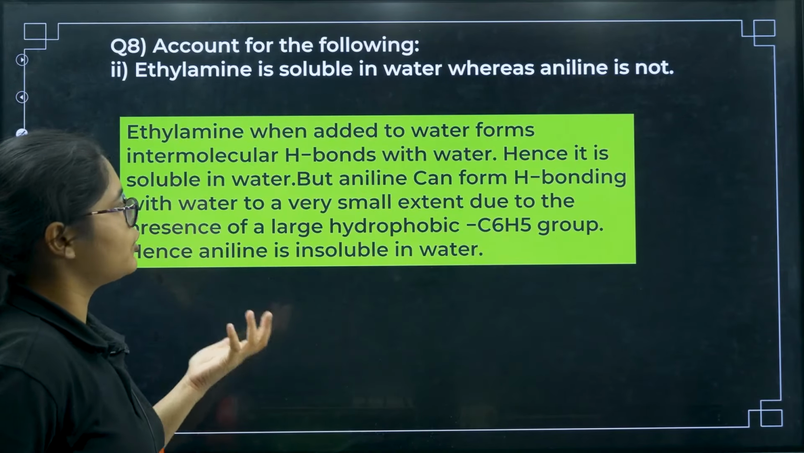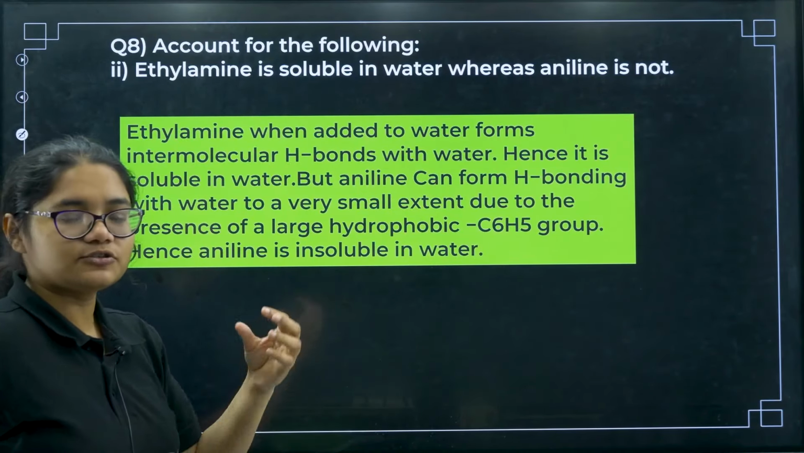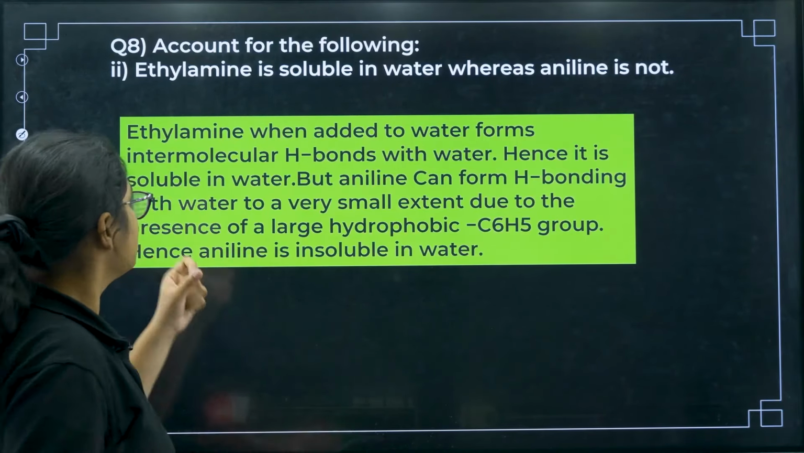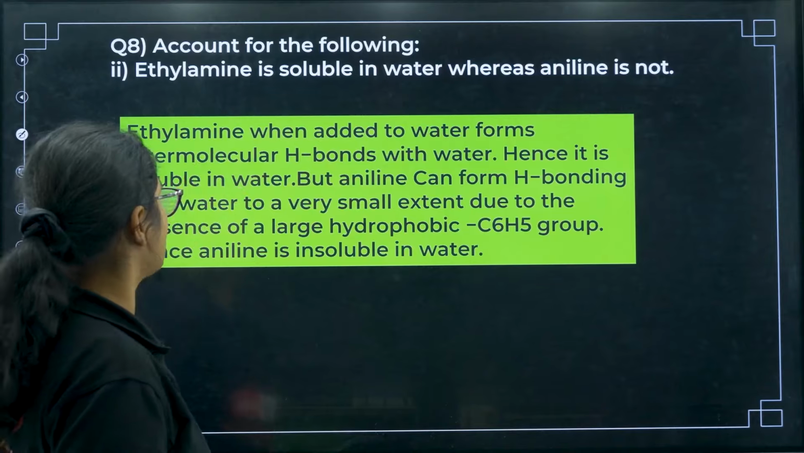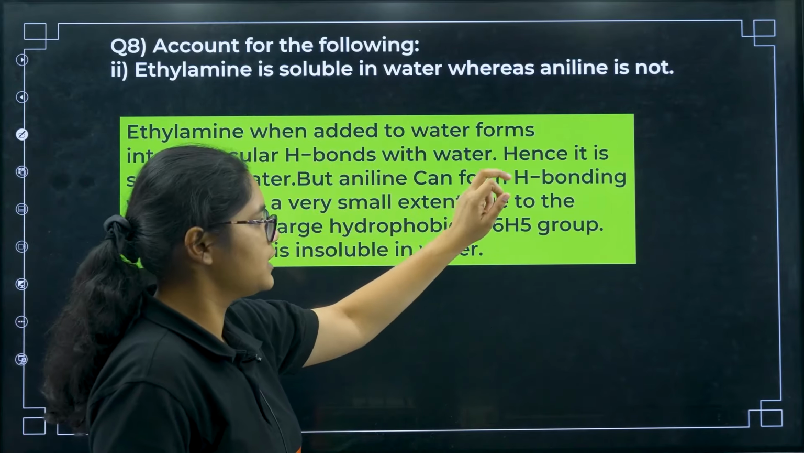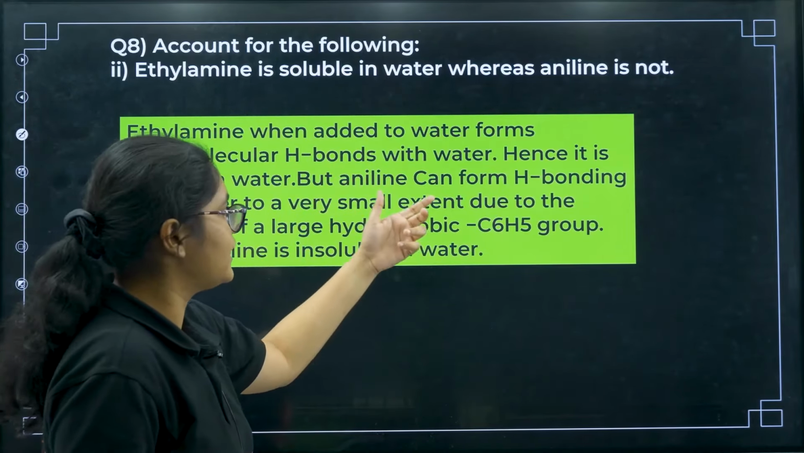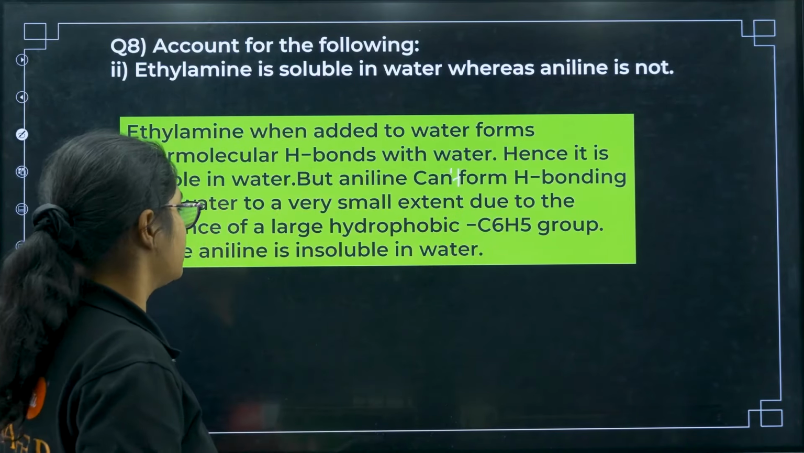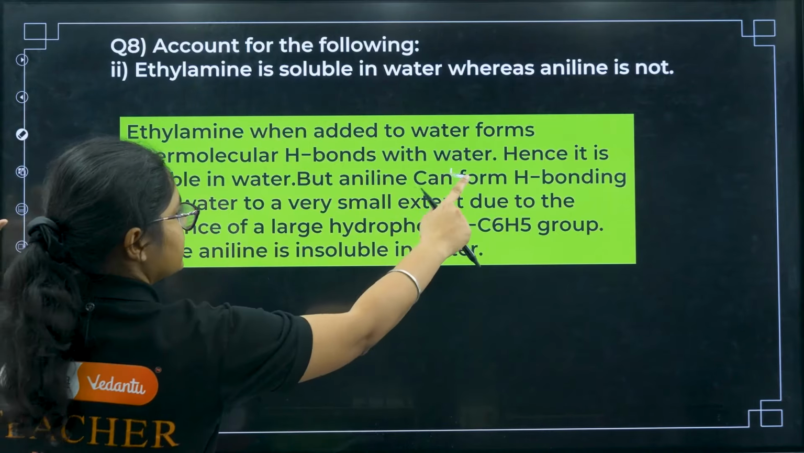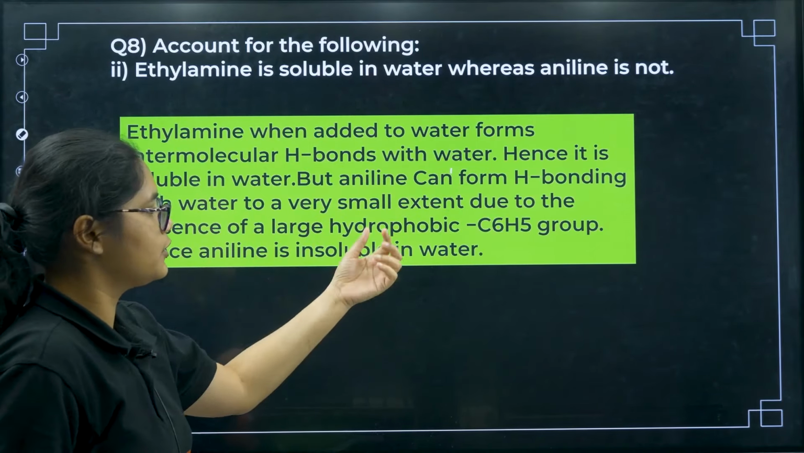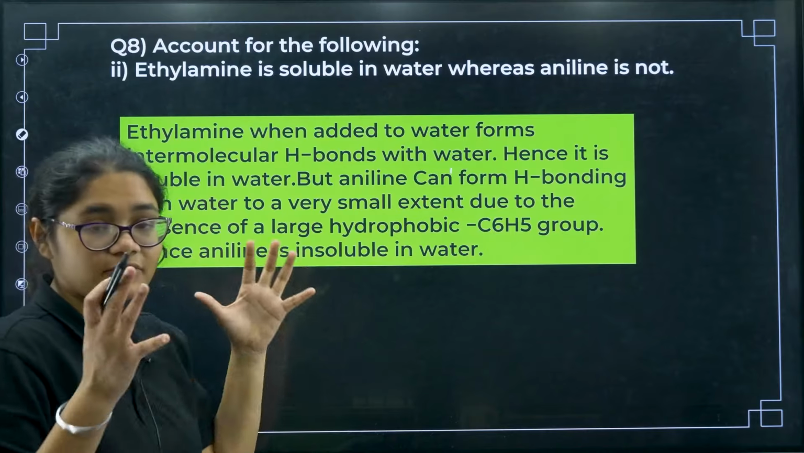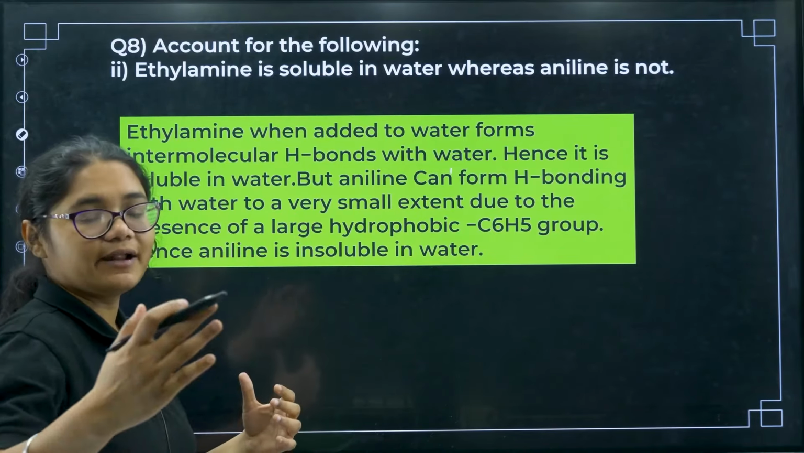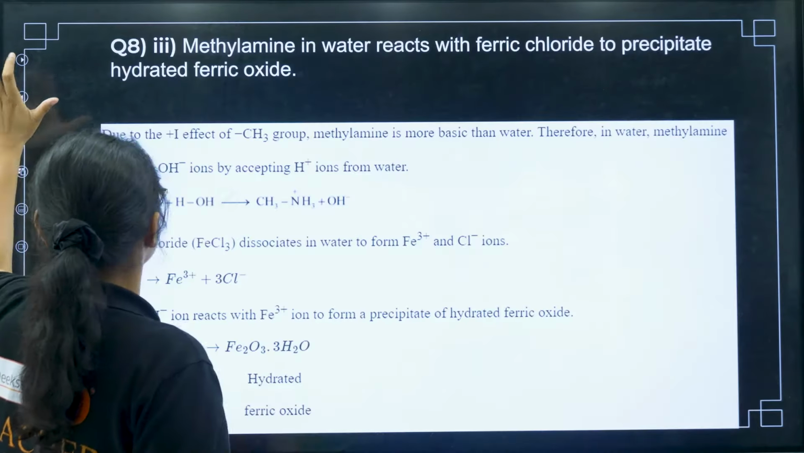Next, ethylamine is soluble in water whereas aniline is not. The smaller the amine or the hydrophobic part, the greater the solubility, right? Ethylamine when added to water forms intermolecular hydrogen bonds with water, hence it is soluble. But aniline can form hydrogen bonds with water only to a very small extent due to the presence of a large hydrophobic group. The ring of aniline is a very big group and it prevents hydrogen bonding with water, so that is why it is insoluble.